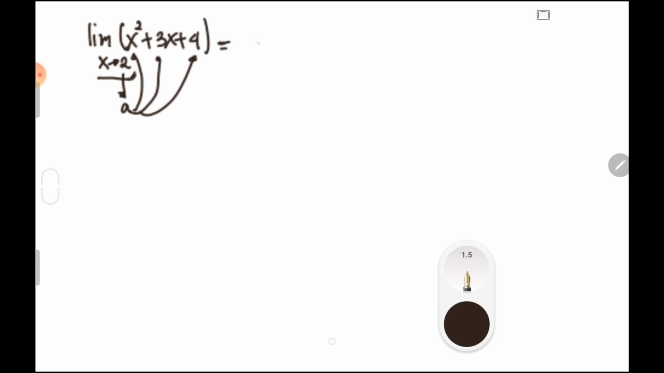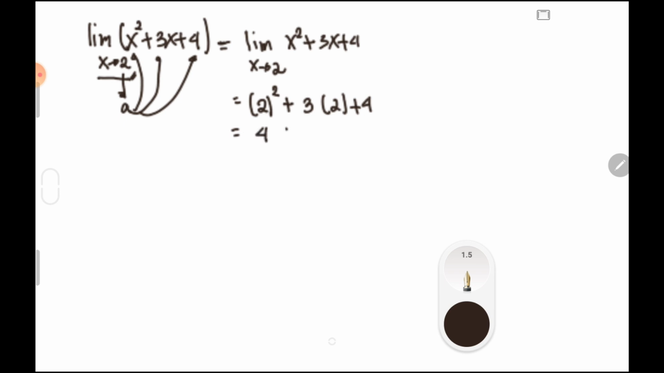So getting the limit of this one, we will have the limit of x squared plus 3x plus 4 as x approaches 2 is equal to the value of 2 squared plus 3 multiplied by 2 plus 4, which is equal to 4 plus 6 plus 4, or it is equal to 14.